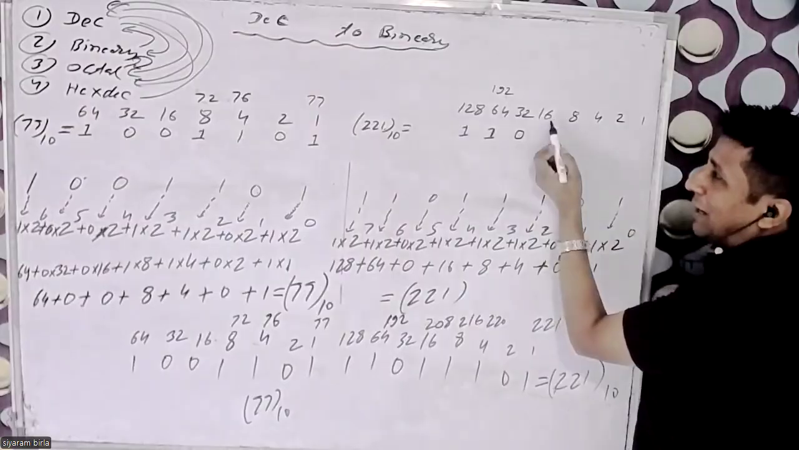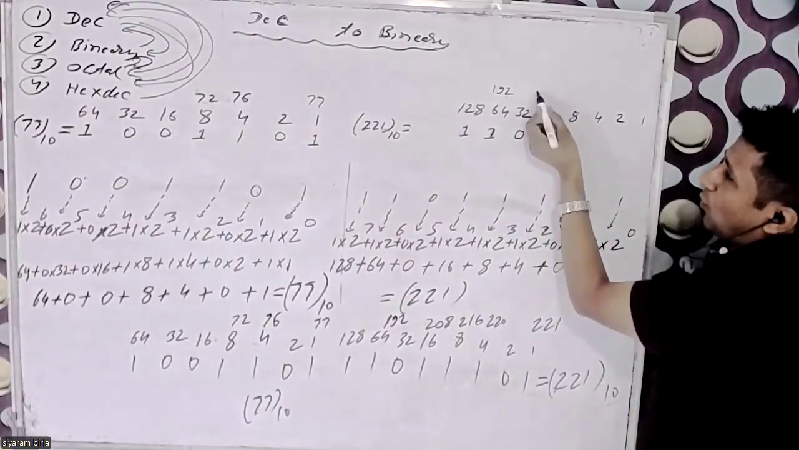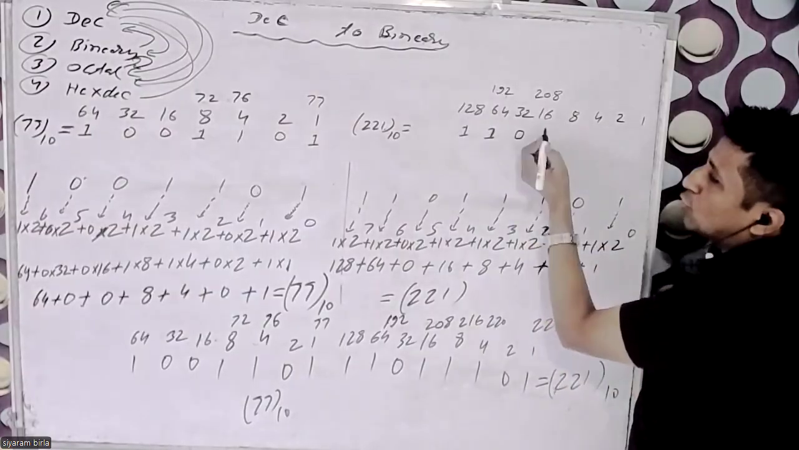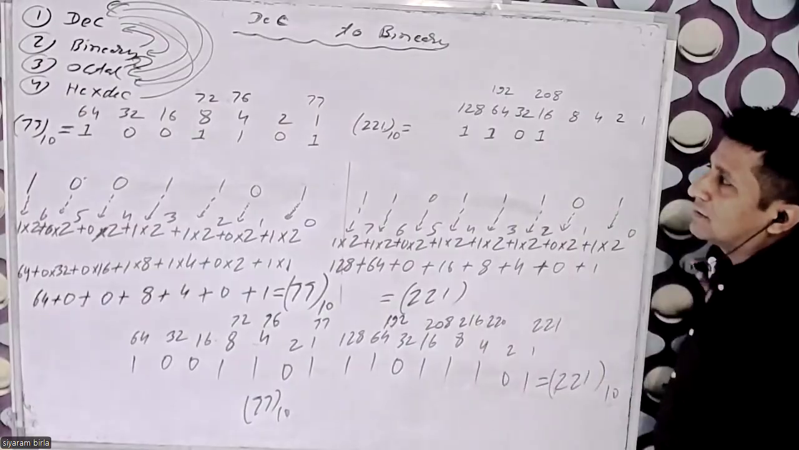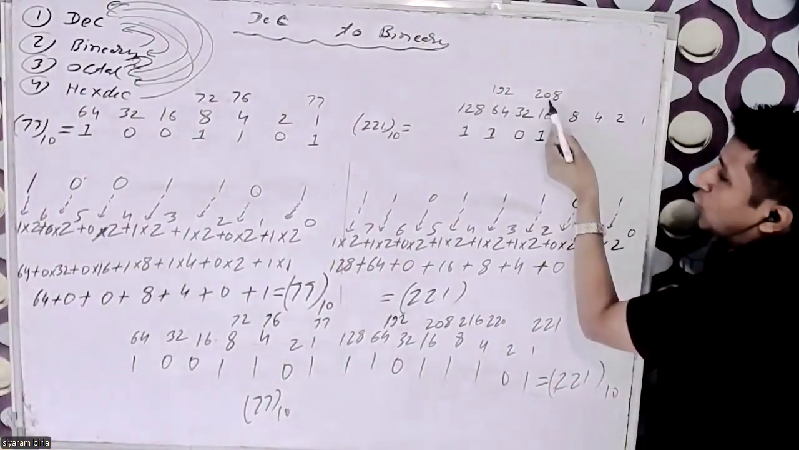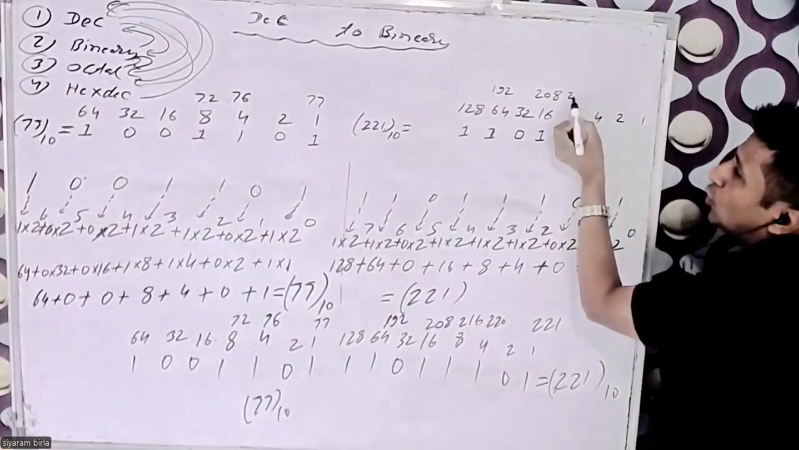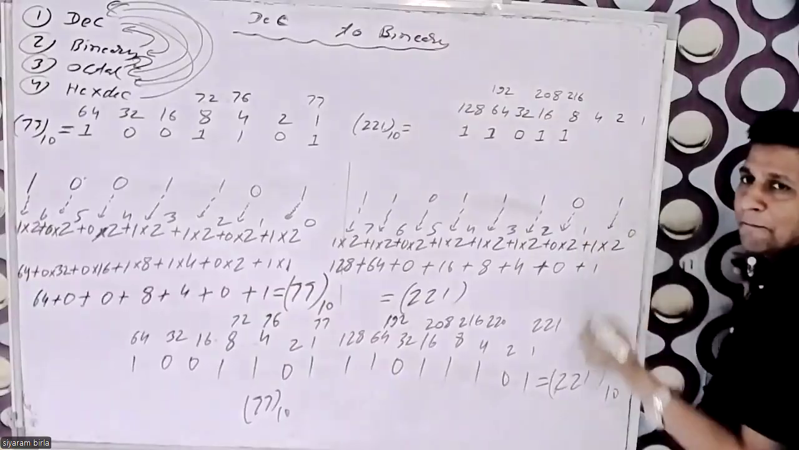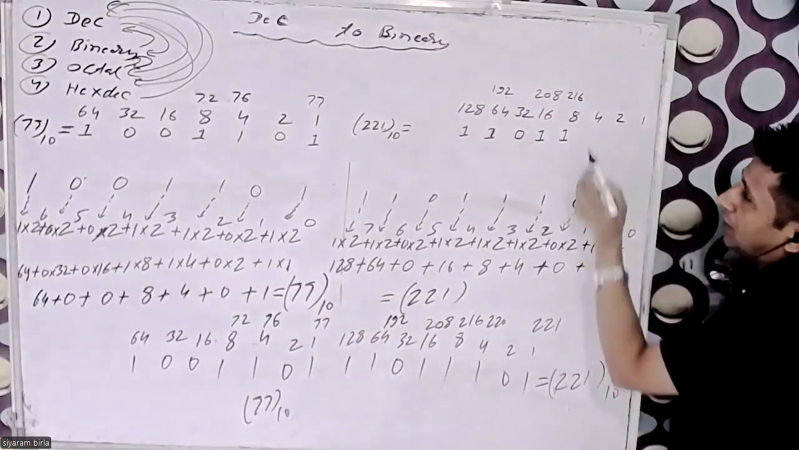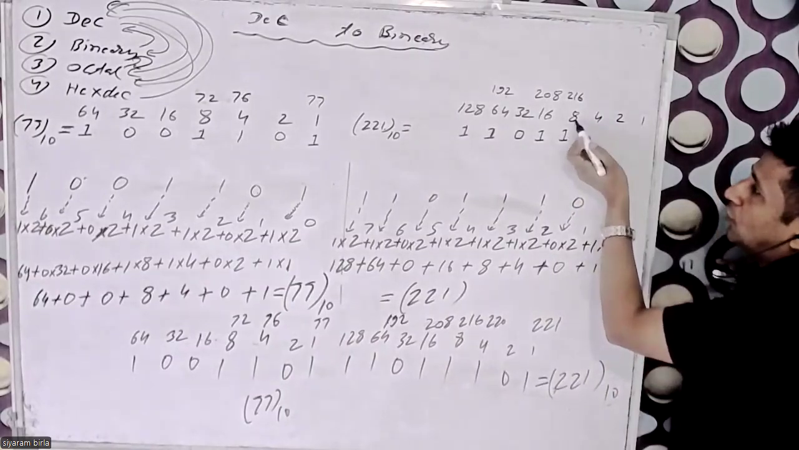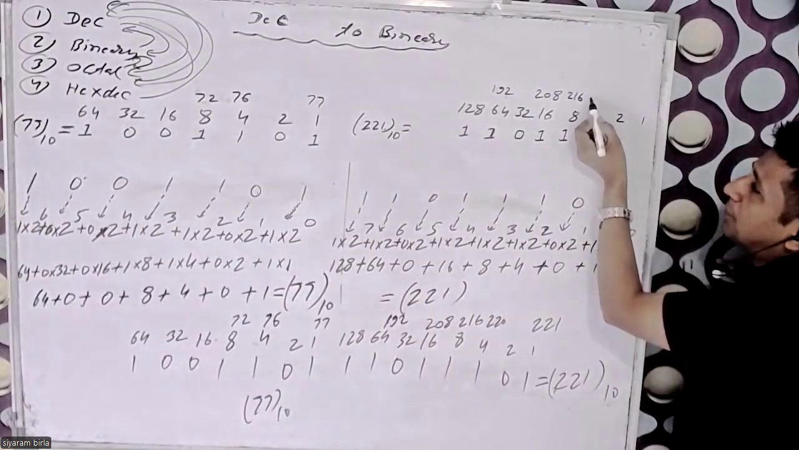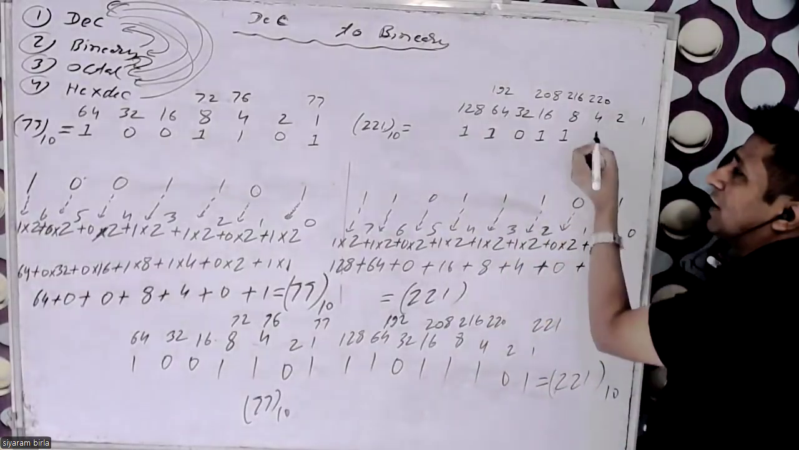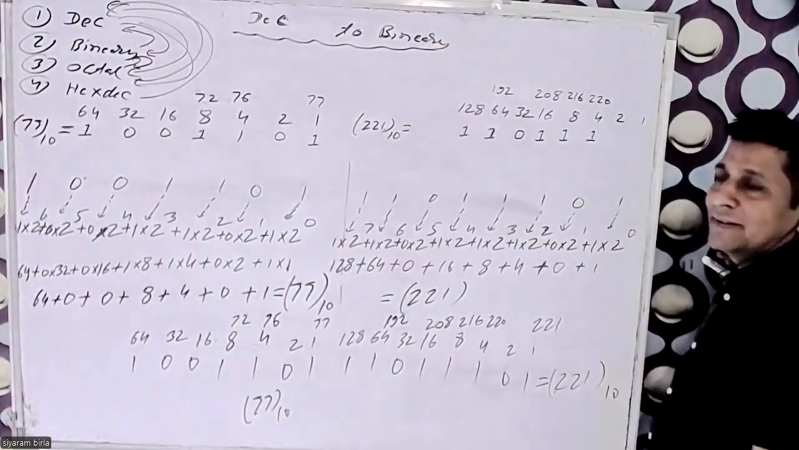If I add 16 to 192, its value is 208. 208 is below 221, so I will consider it as 1. If I add 208 plus 8, it's 216. It's below 221, so I take 8 as 1. 216 plus 4 becomes 220. 220 is lesser than 221, so I will take it as 1.